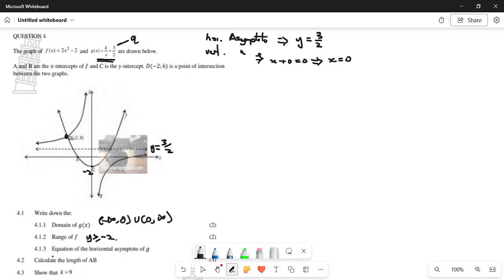And then question number 4.1.3, write down the equation of the horizontal asymptote of g. And I think we've already done this, right? The horizontal asymptote of g, we already have it. That is the line y equals 3/2.